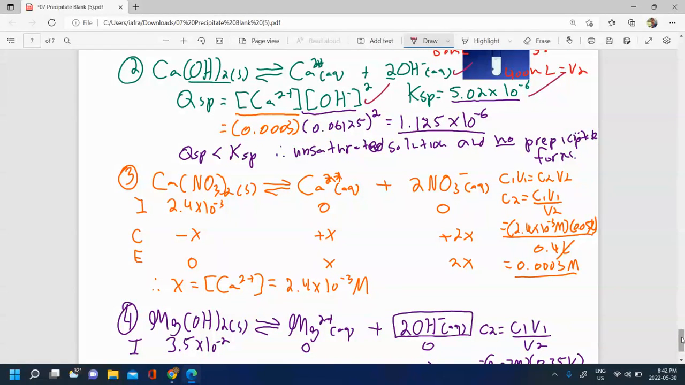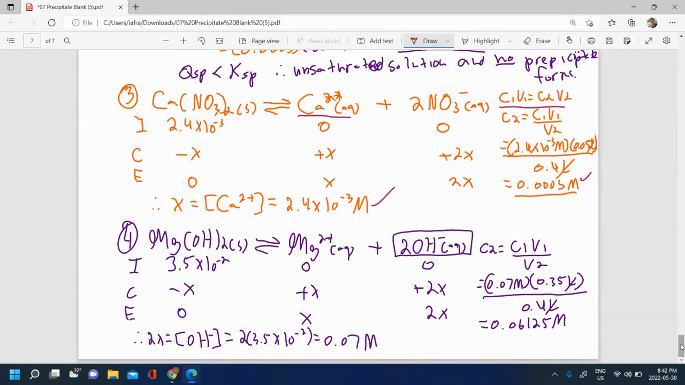So we did it for calcium nitrate. We cared about the calcium ion because that was in calcium hydroxide. That was our X value, but this is in the old volume, so we had to find the new volume, which is the 50 mils plus the 350. We used our dilution formula to find that concentration, and we plugged it into our QSP.